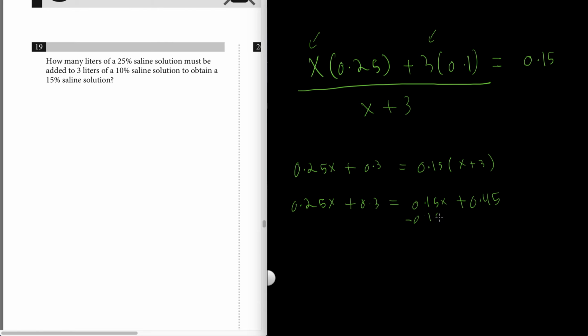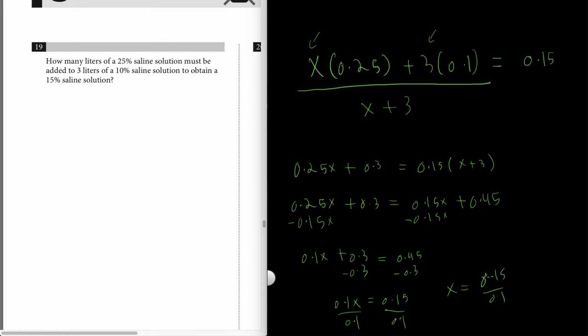Subtract 0.15x on both sides. We get 0.1x, right, plus 0.3 is equal to 0.45. Subtract 0.3 on both sides. I get 0.1x is equal to 0.15. Divide both sides by 0.1. I get x equals 0.15 over 0.1.